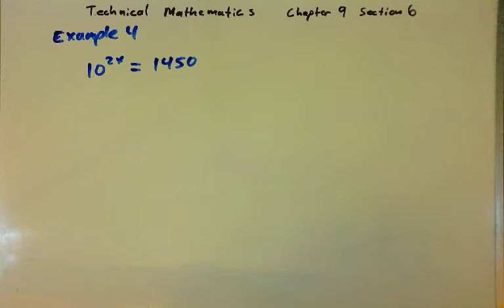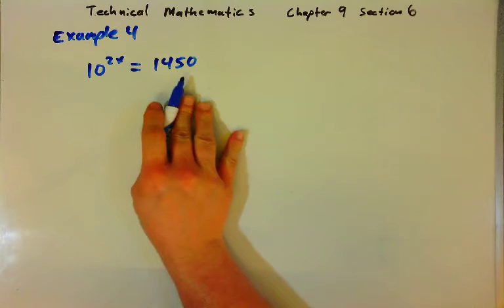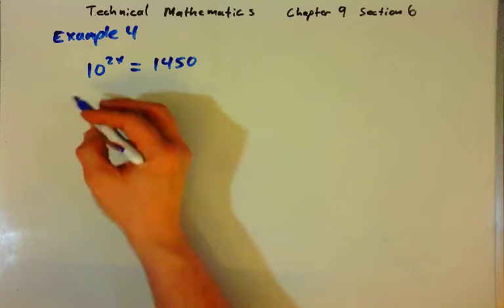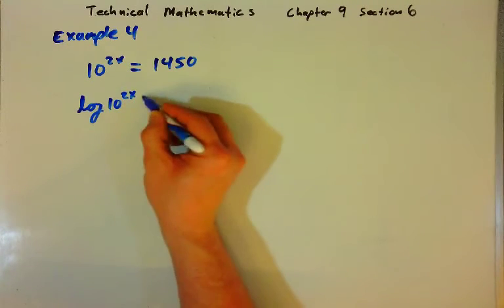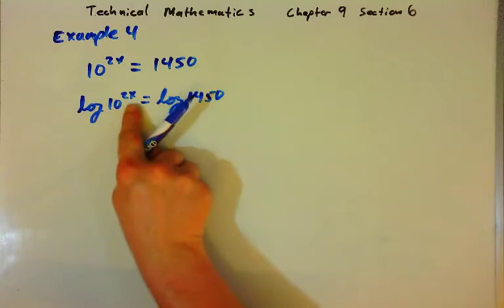It says 10 to the 2x power is equal to 1,450. And so the base over here is already 10. I don't want to use the natural log where the base would be e. If the base is already 10, it makes the most sense that I use the common logarithm. So I want to take the common logarithm of both sides. Log of 10 to the 2x power equals the common log of 1450.